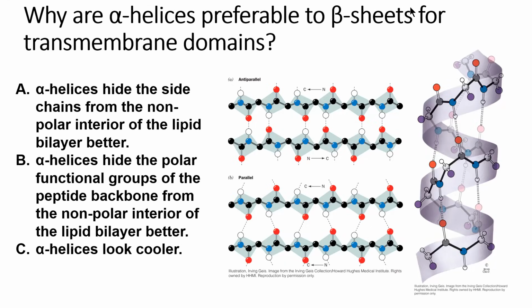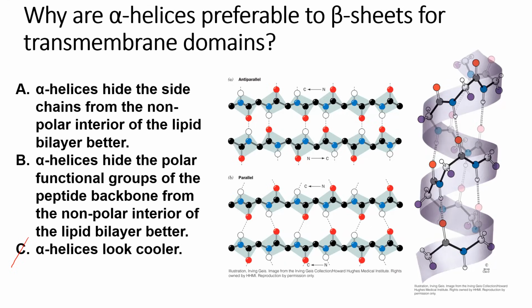Okay, so let's go through these. So obviously C is completely your preference. Which one you think looks cooler has very little to do with which one's better for going through the membrane. So we'll go ahead and cross that out.